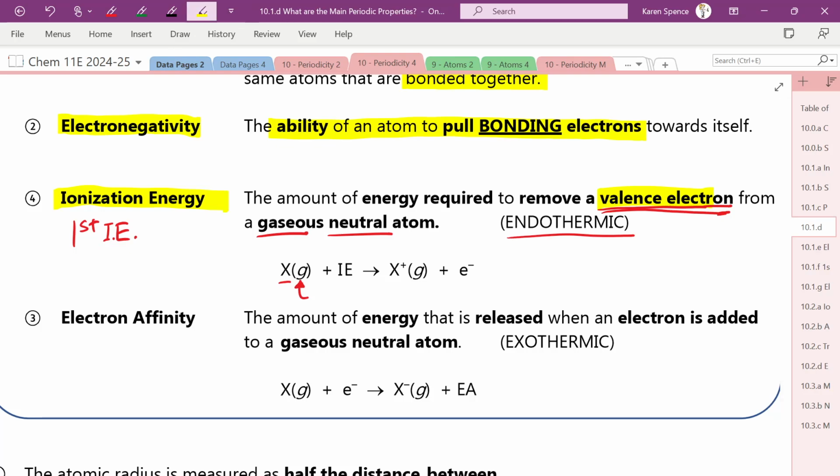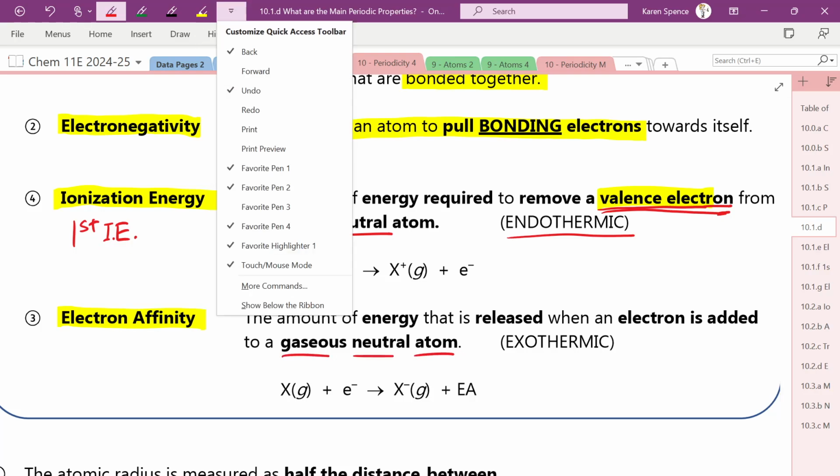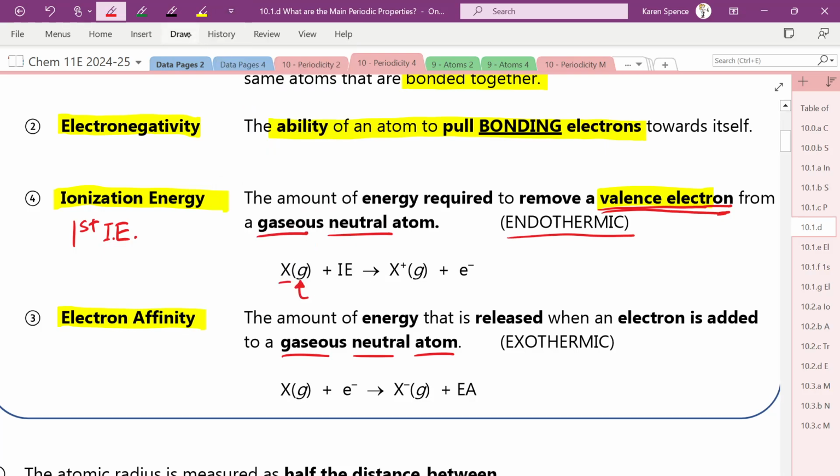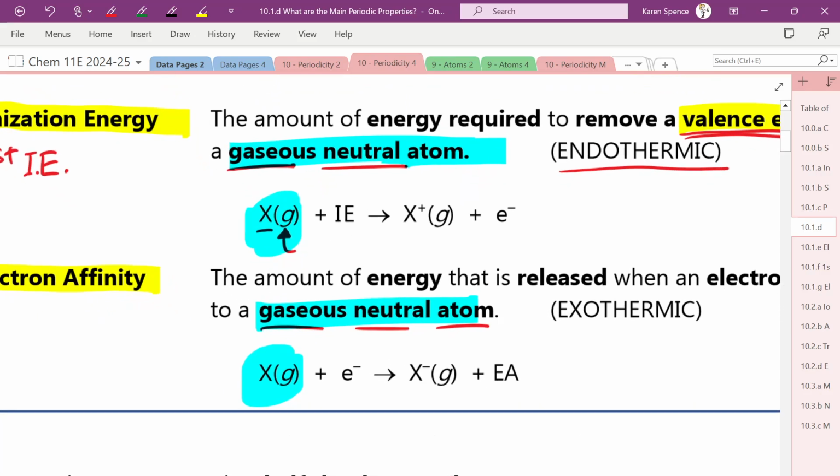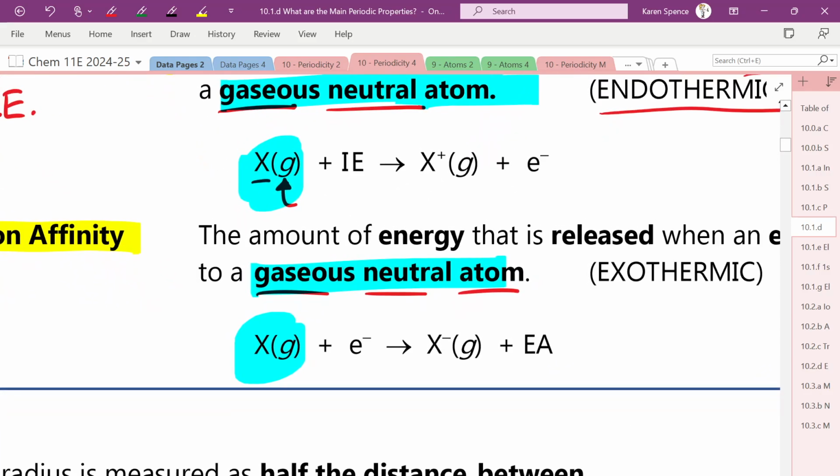Electron affinity is kind of like the opposite. We still are taking a gaseous neutral atom, but instead of ripping an electron off of it, what are we doing here? We're adding an electron to it. Do electrons like to be close to nucleuses, or do they like to be far from nucleuses? They like to be close.